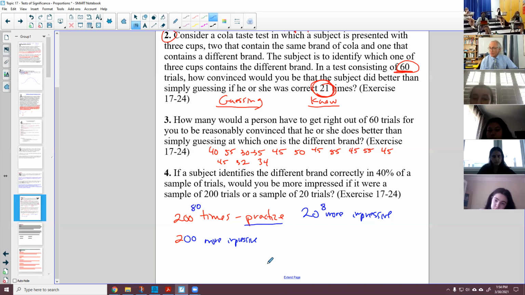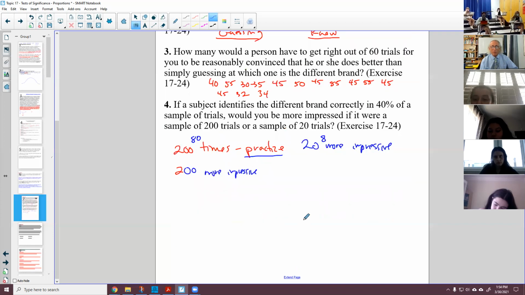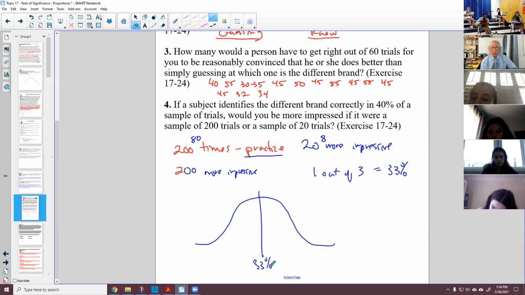Well, I'm going to argue for 200. First of all, we know it's a 1 out of 3 chance if you're guessing, right? That's a 33% chance of guessing it, correct? So if I was to draw my diagram of all these samples, the 33% is going to be right there in the middle, because if I just guess, I'm going to get it right 1 out of 3 times on average. Does that make sense, everybody? Yeah. Okay. So 40% is over here.